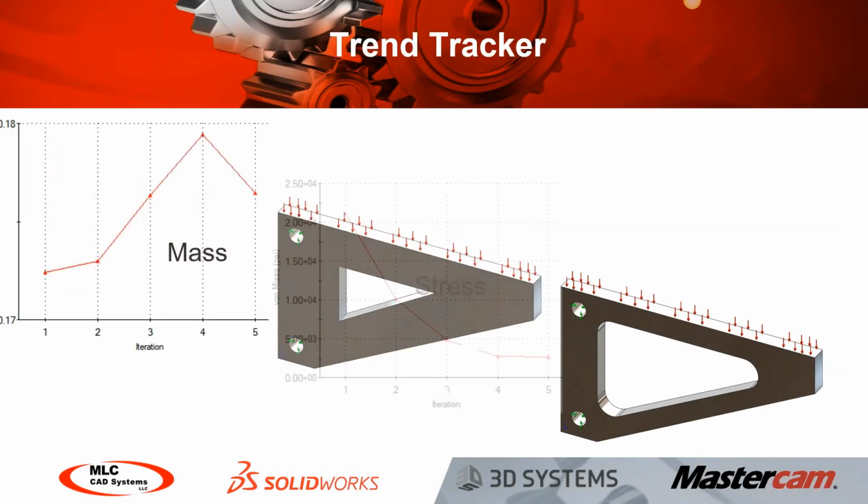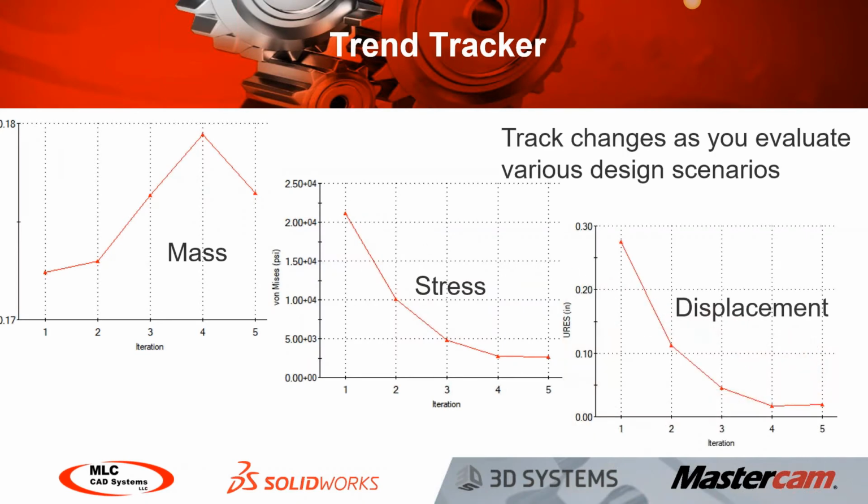The first step in automating the design optimization process in simulation is by using Trend Tracker. Trend Tracker allows us to track and graph things such as change in weight, stress, and displacement as we manually make changes to our model. It's a useful tool to help us keep track of those design changes, but making the changes is still a manual process. We're still manually modifying the model and then rerunning the simulation.